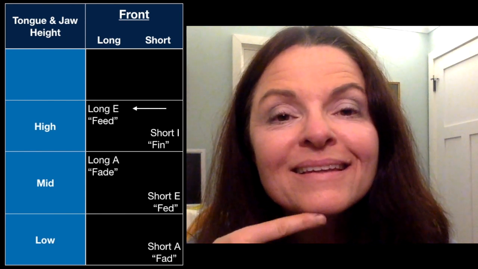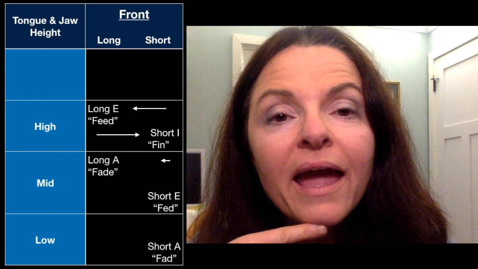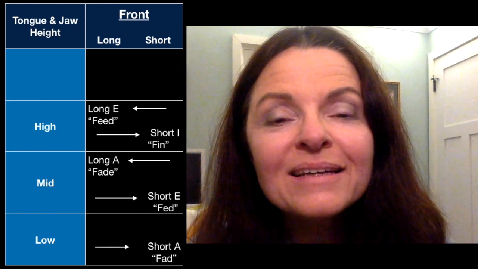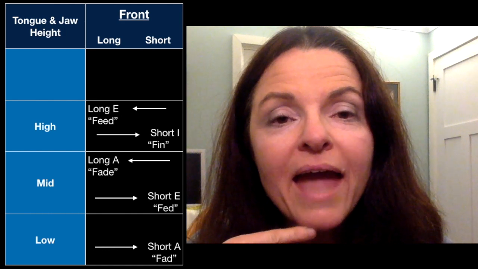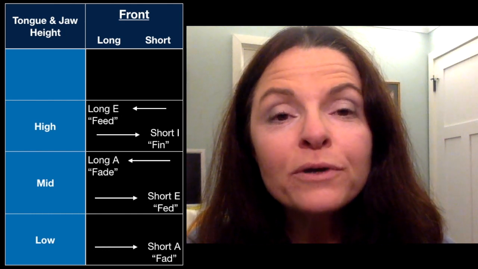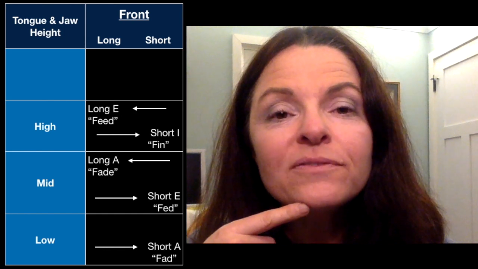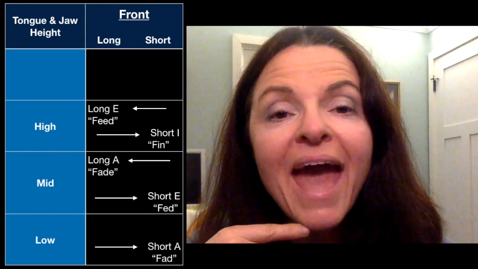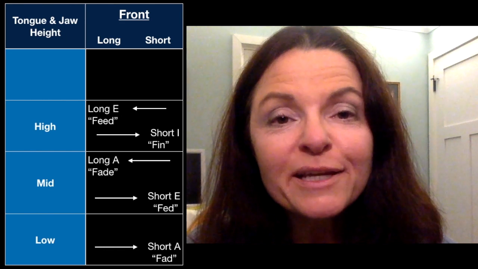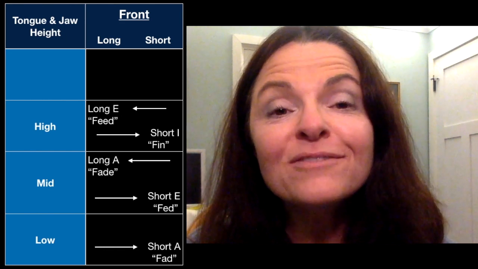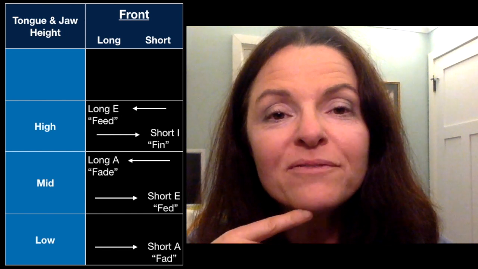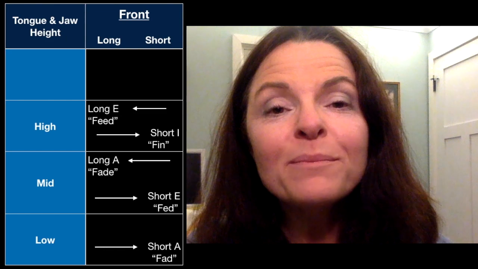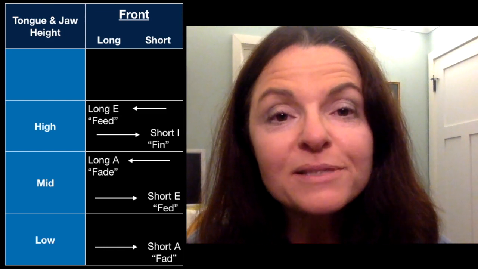E, I, A, a. Again, E, I, A, a. And with the words, it would be feed, fin, fade, fed, fad. Try practicing in a mirror after this lesson and see if you can do those words really fast. Feed, fin, fade, fed, fad. Remember, for the front vowels, your tongue tip is up.